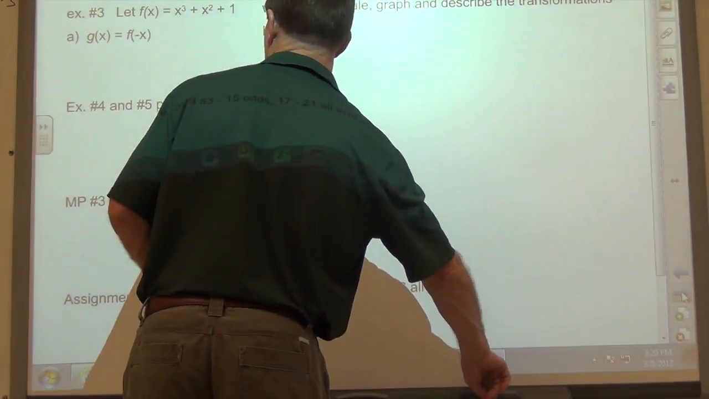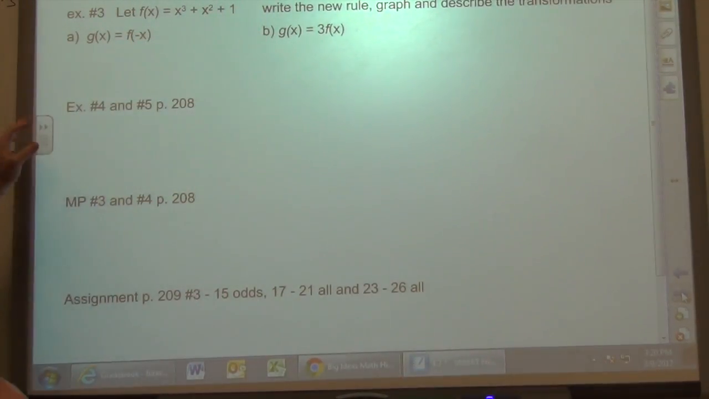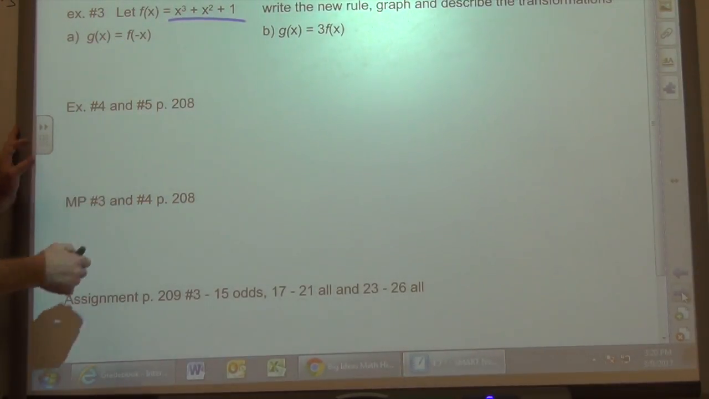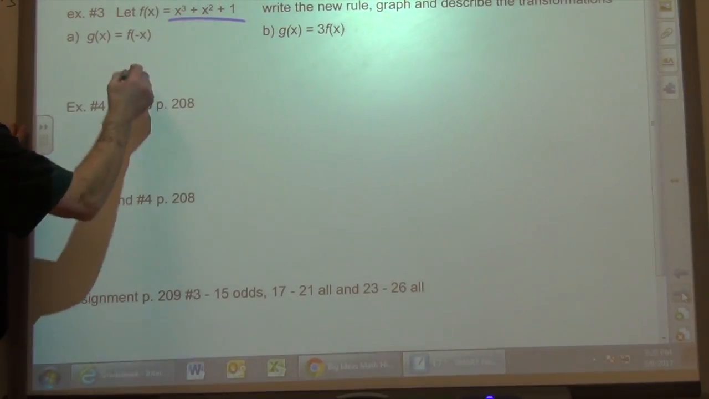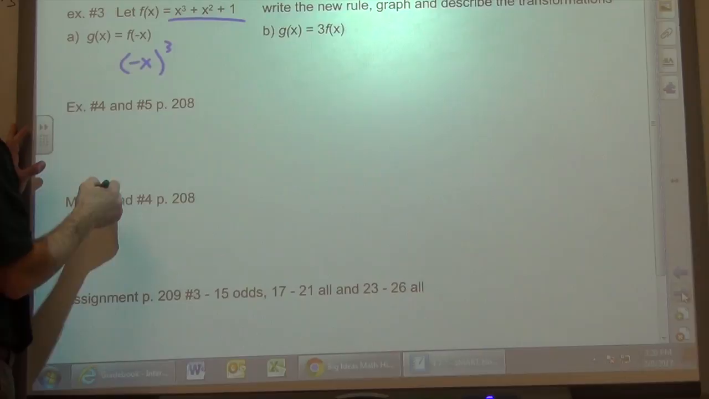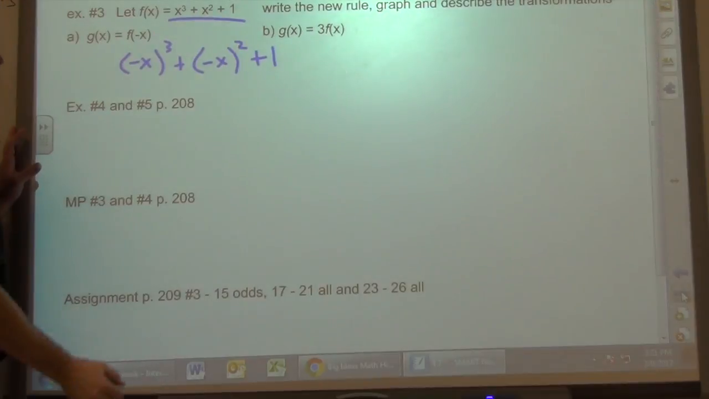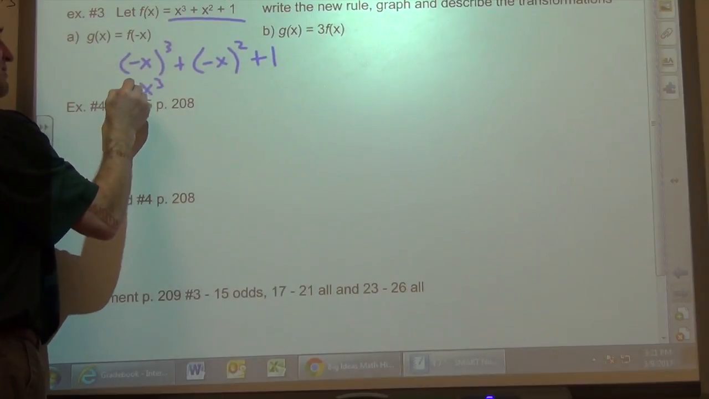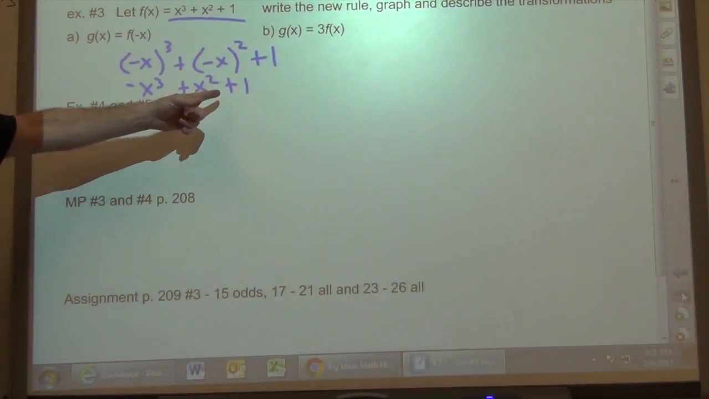So the other thing they're going to do is they're going to ask you to write the new rule, and they'll get a little bit more complicated. So if you look at this one, this is our function, and it says that we're going to do -x, which means we're going to reflect it over the y-axis because we're going horizontally. So that just means when I come to x, I put -x inside the parentheses, plus -x squared plus 1. So now you're going to have to simplify this. So this would be x to the 3rd, but 3 negatives is negative, 2 negatives is positive, so plus x squared plus 1, and you'd be done.